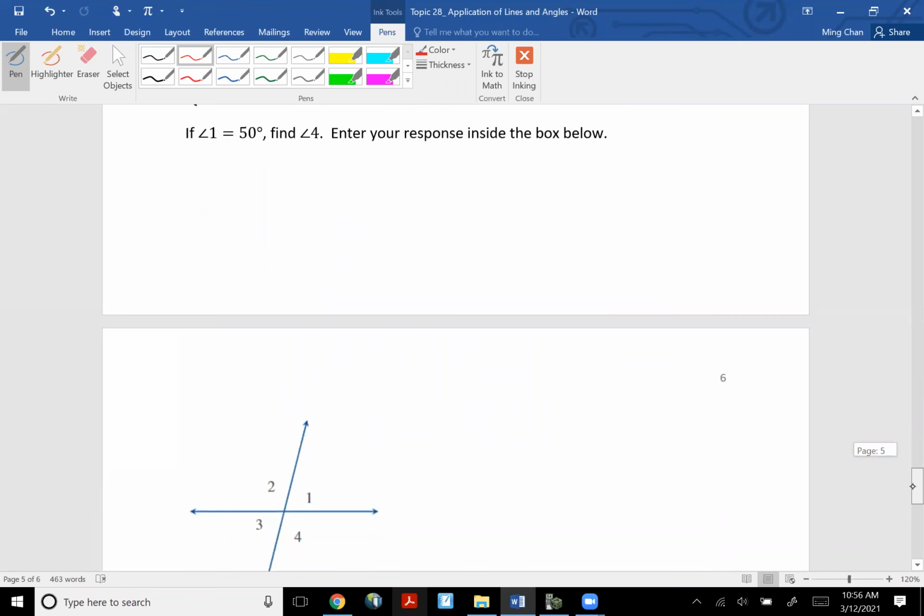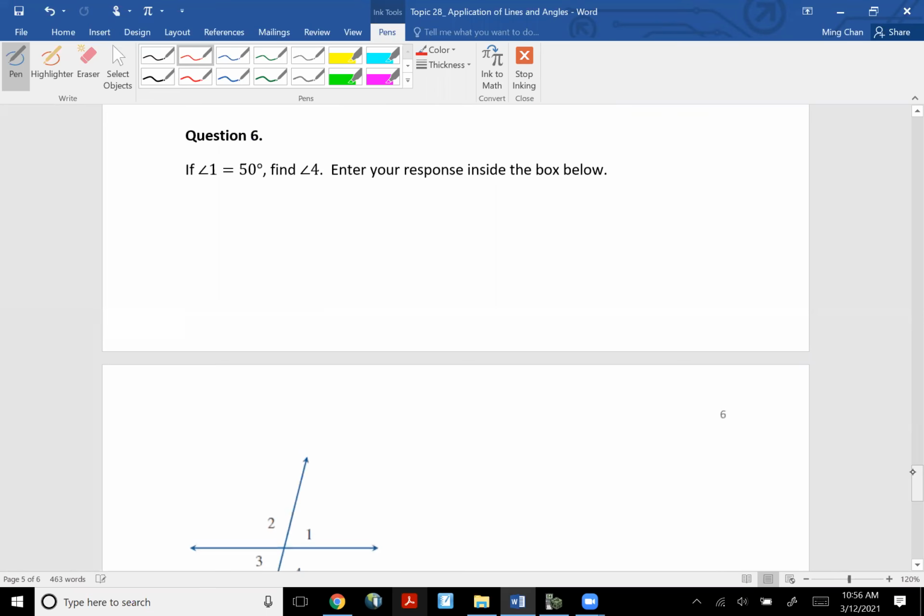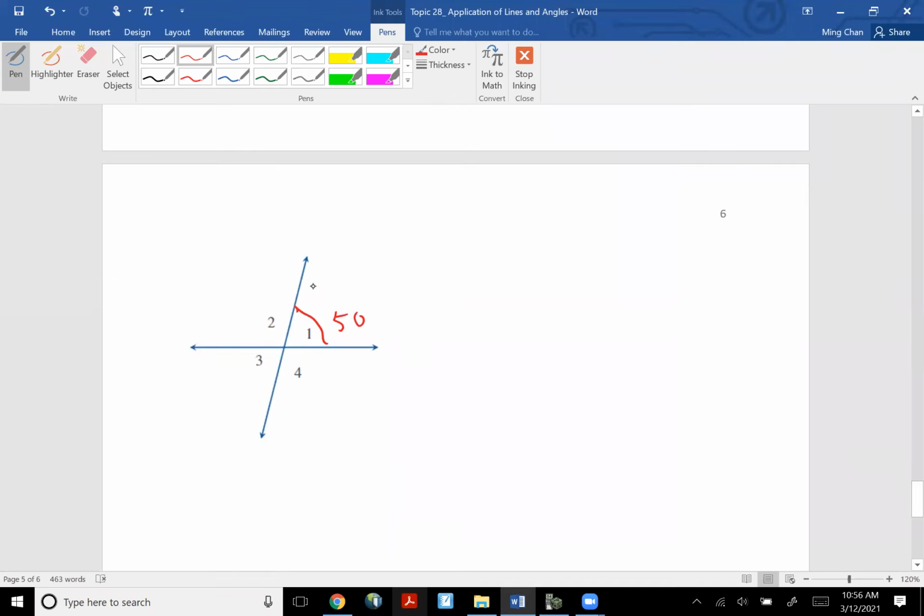If angle 1 here is 50 degrees, find me angle number 4. Do you see this line right here where angle 1 and angle 4 are sitting? This line is split into angle 1 and angle 4. So you know this straight angle tells you these two angles have a sum of 180. So angle 4 would just be 180 minus angle 1.